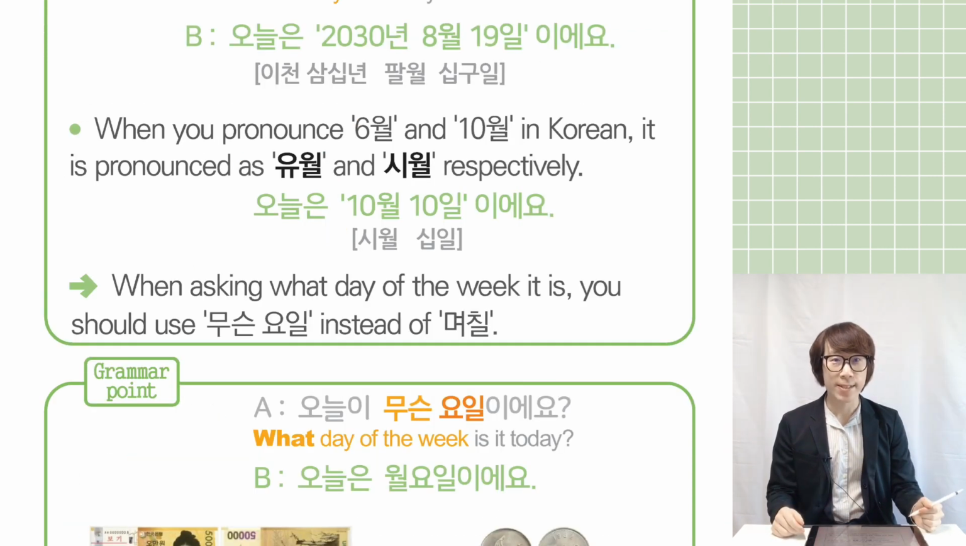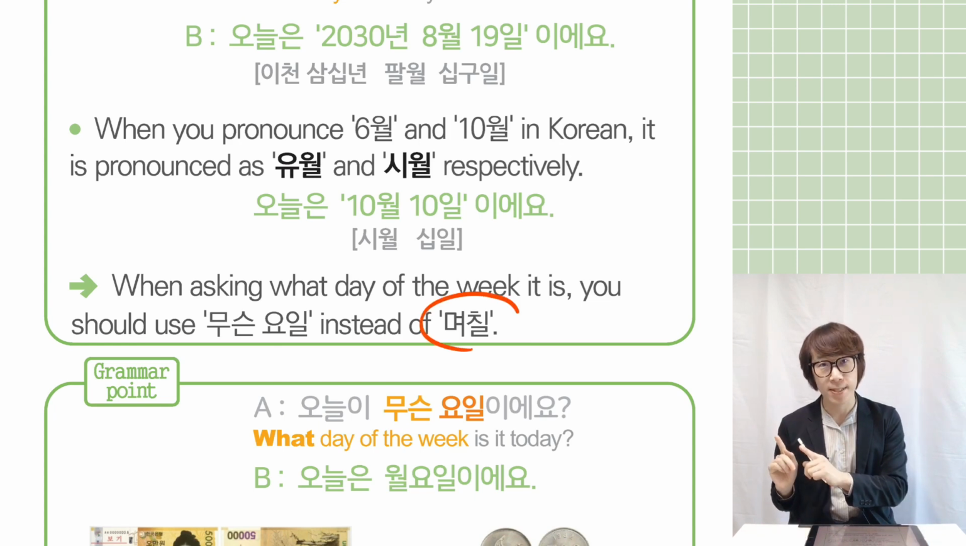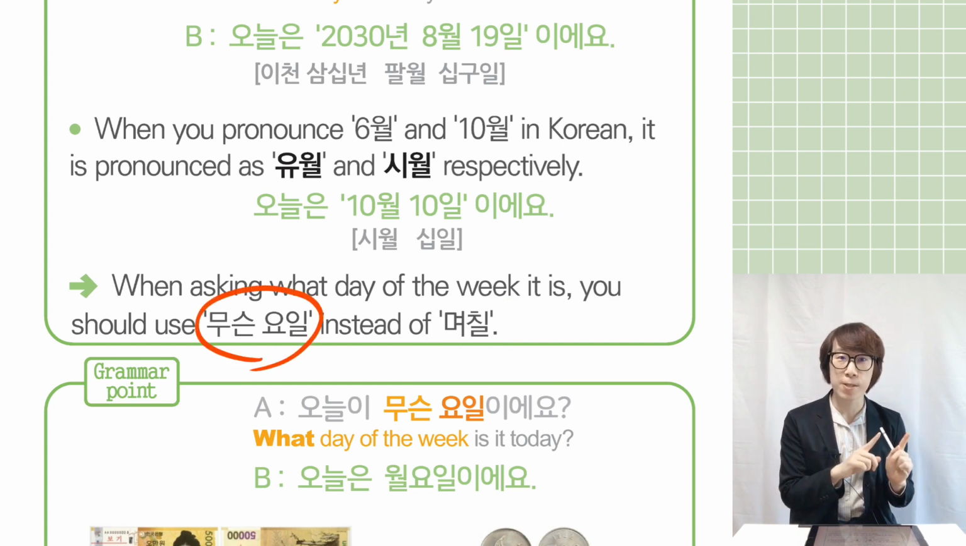When you're asking about the date, you can say 며칠, 오늘이 며칠이에요. But about the days of the week, you can say 무슨 요일. 무슨 요일 means what day of the week. So you can say 오늘이 무슨 요일이에요? You can ask. And the answer is, for example, 오늘은 월요일이에요. You can say. So please remember, about the date, you can say 오늘이 며칠이에요. About days of the week, you can say 오늘이 무슨 요일이에요.